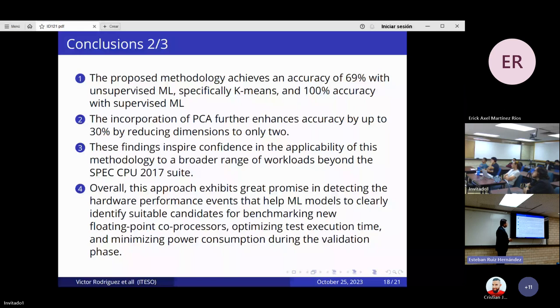This finding inspired confidence in the application of this methodology for a broader range of applications. We focus now on SPEC. We will use it in the future with other kinds of workloads. This approach shows very good promise detecting power performance events and telling the machine learning model.